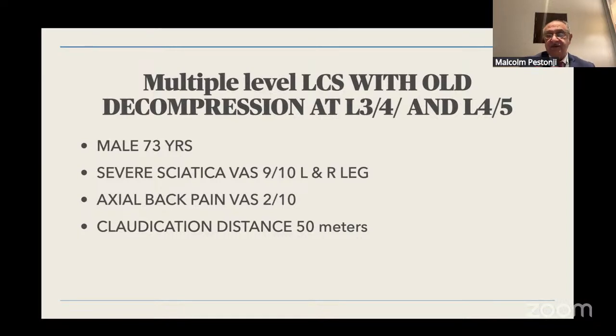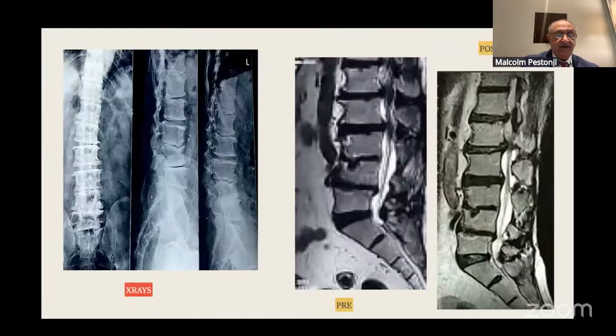Now the patient comes with L1-2, L2-3 multiple level stenosis, and foraminal stenosis also at L4-5 and L5-S1. The patient has severe sciatica in both limbs, right more than left. Axial back pain is not significant, but the claudication distance is significant.